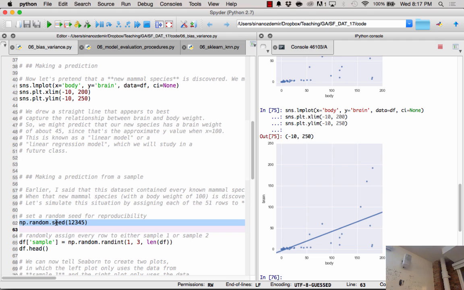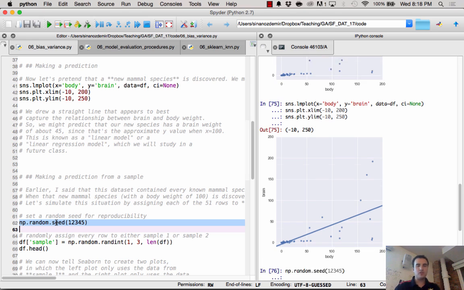I'm going to set my np.random.seed to be 1, 2, 3, 4, 5. Why 1, 2, 3, 4, 5? I made it up. But if we all do 1, 2, 3, 4, 5, we will all get the same exact random numbers. Because random numbers, as you learned on Monday, are not random at all. It's just a series of mathematical functions performed on the current date time on the computer. So if we all start from the same number, we'll all get the same random numbers.